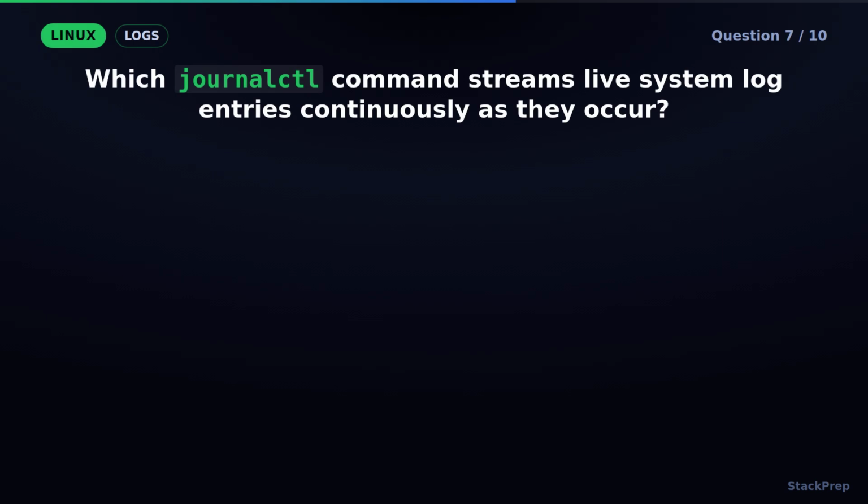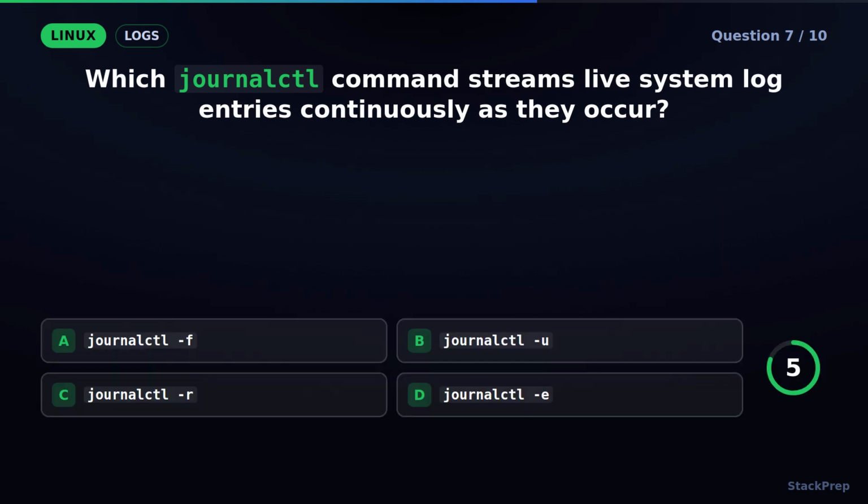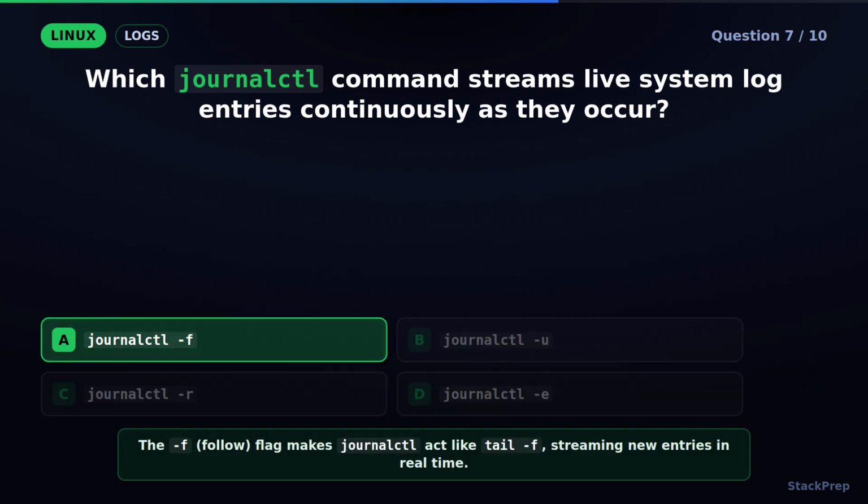Which journalctl command streams live system log entries continuously as they occur? The answer: journalctl -f. The -f follow flag makes journalctl act like tail -f, streaming new entries in real time.